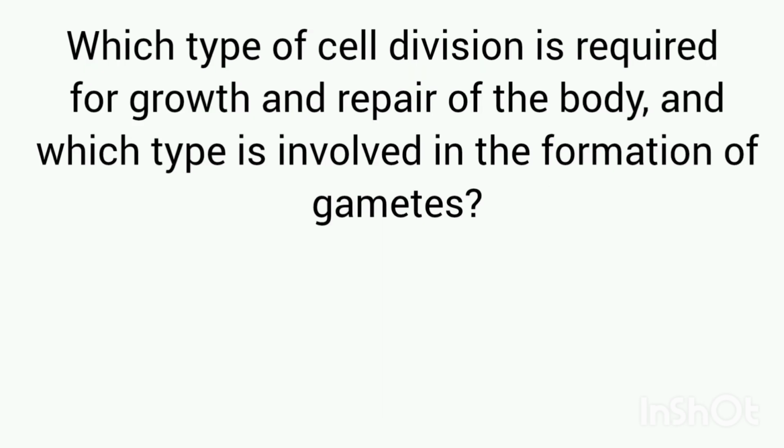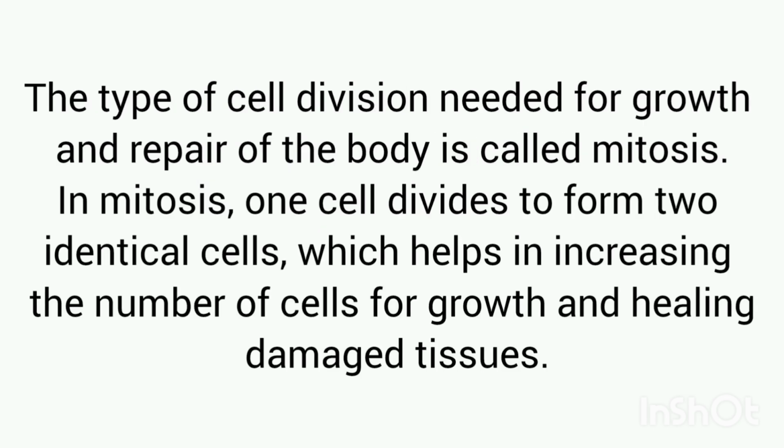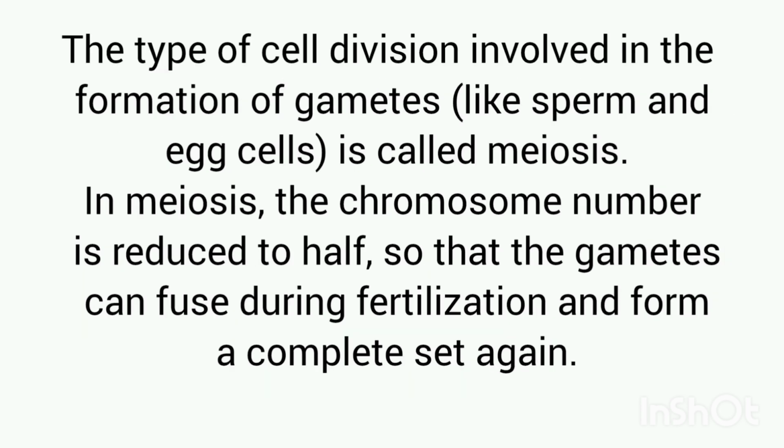Which type of cell division is required for growth and repair of the body, and which type is involved in the formation of gametes? Mitosis helps the body grow and repair itself by making new cells, and meiosis is needed to make gametes like sperm and egg cells, and there the chromosome number becomes half.